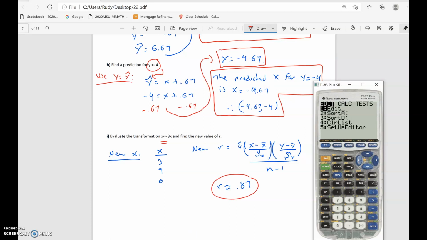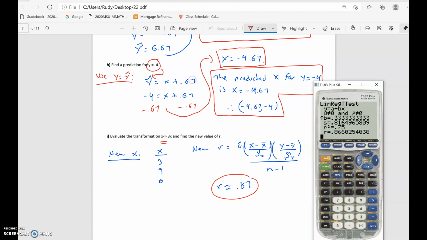So you go to stats. Well, actually, let me first check that. Yeah, that would be 3, 9, 6. Okay, we're good there. And then run the linear regression t-test, which is here. And you're using your L3. So far, so good. And then calculate.